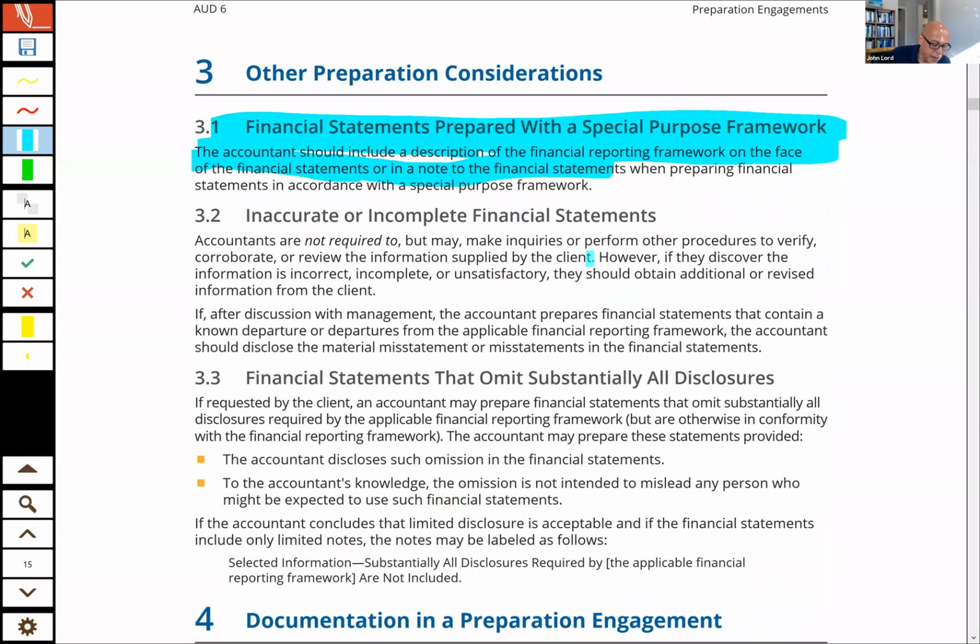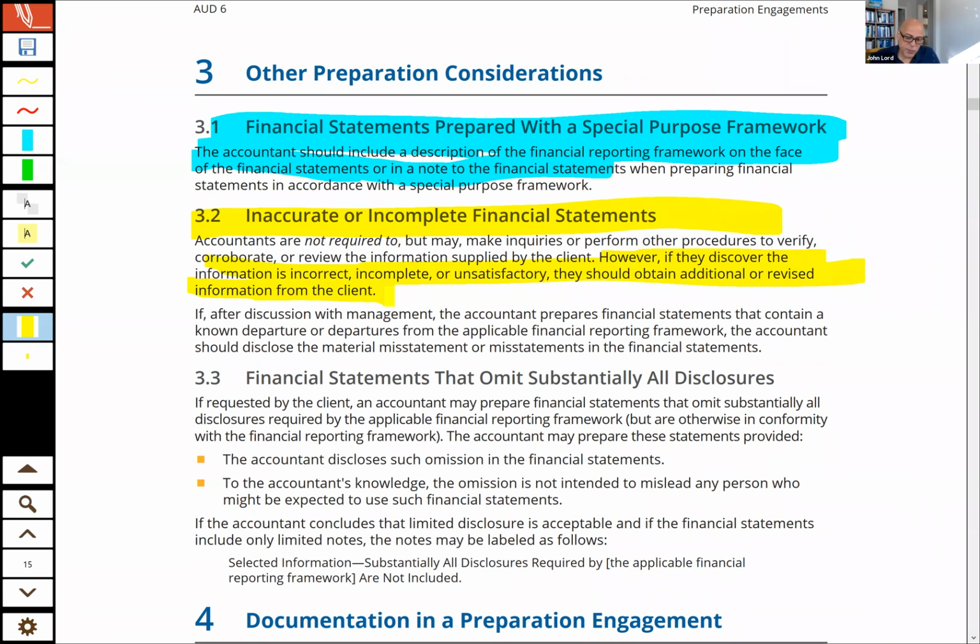Okay. Now, when we do a preparation under any of the appropriate frameworks, US GAAP, whatever, then if that's the situation and we discover information is incorrect or incomplete, we will want to obtain additional or revised information from the client.